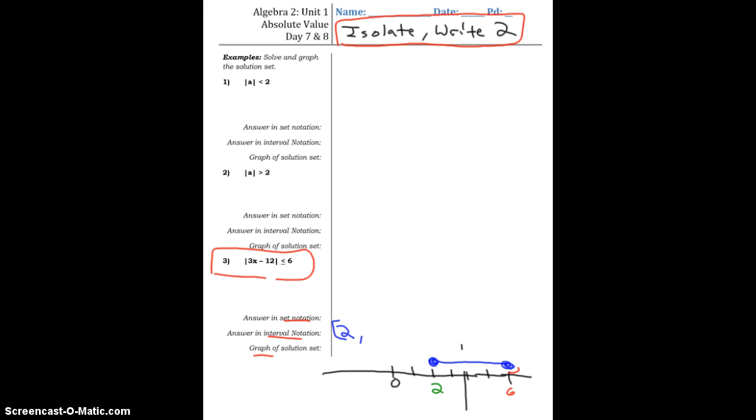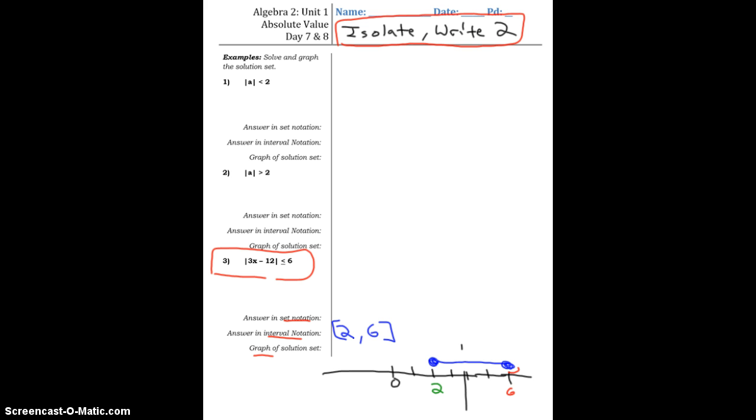The highest number it could be is 6. And it can include that number, so it gets a bracket. So real easy, your answer in interval notation is 2 comma 6. All right? If they're open circles, remember that these circles, then they would get parentheses. Since they're both closed circles, they get brackets. So that's interval notation.